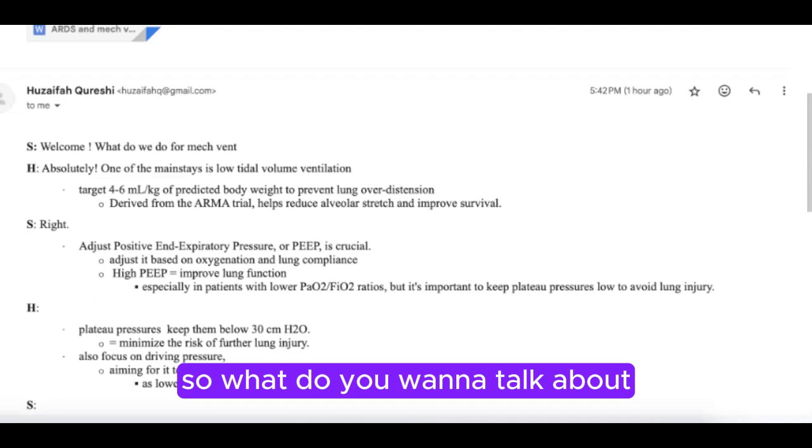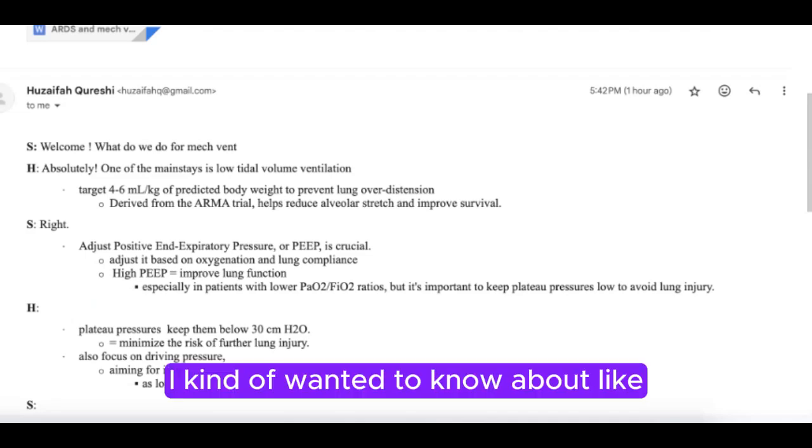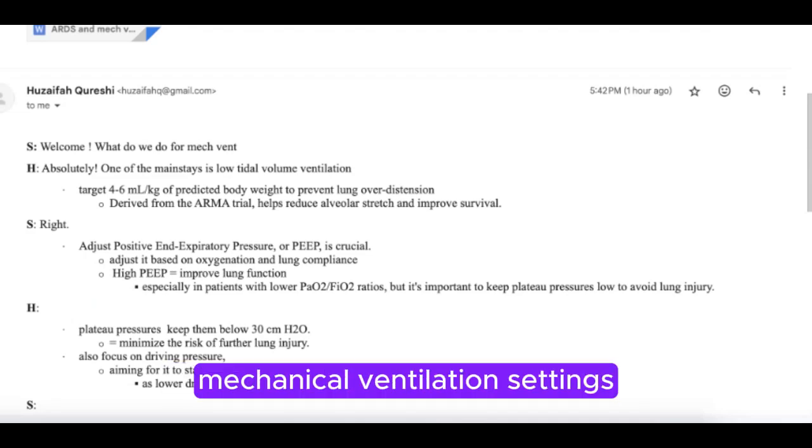So, what do you want to talk about? Yeah, so I kind of wanted to know about mechanical ventilation studies and how to think about them.